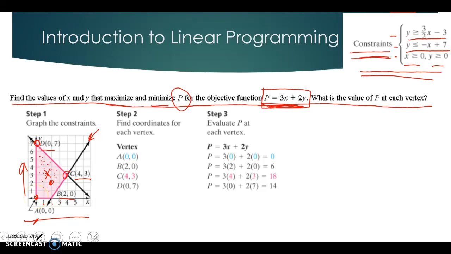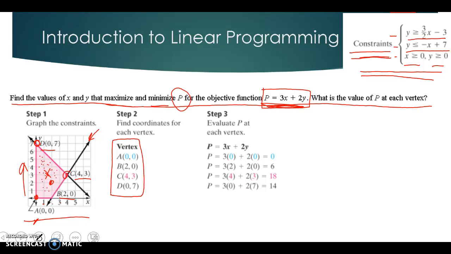And so step 2 would be identifying what those vertices are. In this particular case, we have 4 vertices. So we really wouldn't need to test an infinite number of points to see what gives us the maximum value for this feasible region. We would just have to test these 4 points.